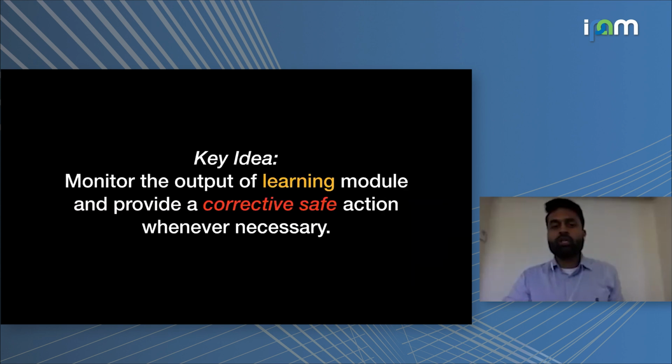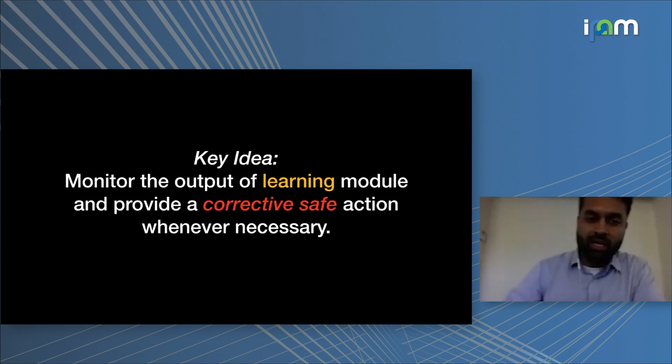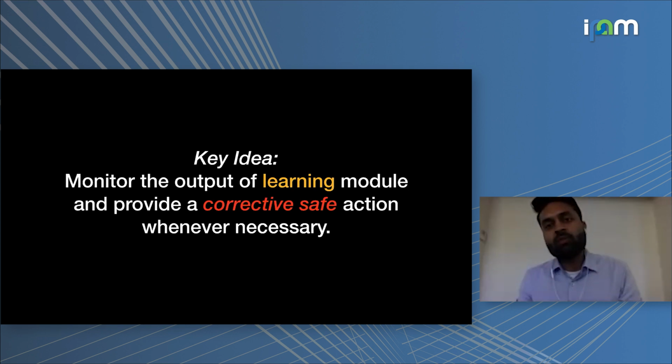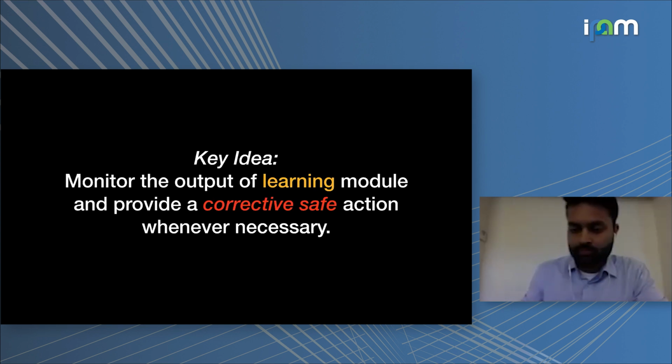And our approach here to counter the challenges is to monitor the output of the learning module, to recognize a failure in the learning module, and provide a corrective safe action whenever necessary. So what this means is that we will let the learning module do whatever it wants to do unless the safety of the system is at risk, at which point we will use Hamilton-Jacobi Reachability to provide the corrective safe action. And we will also constantly update our monitor in real time as we encounter new obstacles. Now, both of them seem very challenging tasks, so let me explain how we can do that.